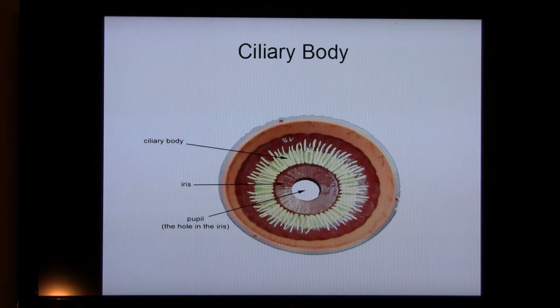And in the next slide is the ciliary body. It is a muscular structure that controls the focusing of the eye by pulling on the lens to change shape, by contracting or relaxing it, and secreting the aqueous fluid. It is attached to the iris.